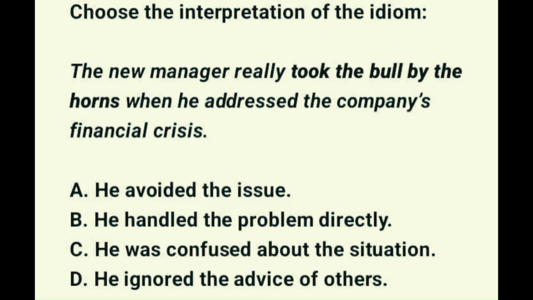The idiom take the bull by the horn simply means to deal with difficult situations boldly and directly. Let's cite an example. When the machine broke down, she took the bull by the horn and fixed it, which means she dealt with this difficult situation boldly and directly. Other options are distractions. Option A is opposite in meaning. Option C suggests indecision and it is wrong. Option D is irrelevant. So the correct option there remains option B, he handled the problem directly.